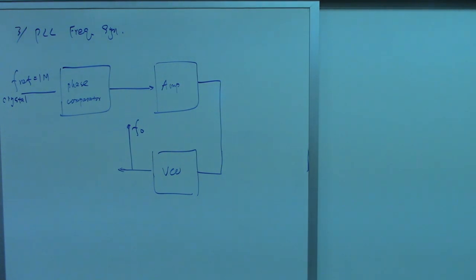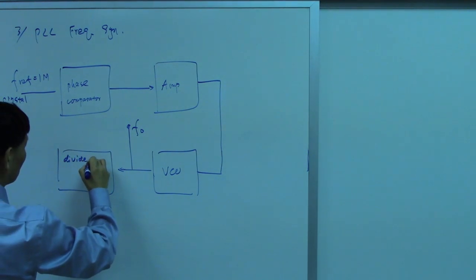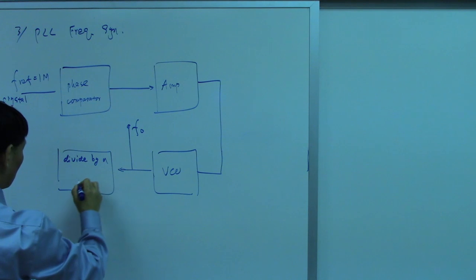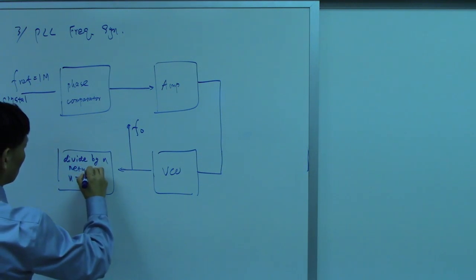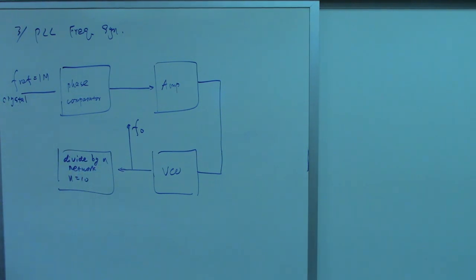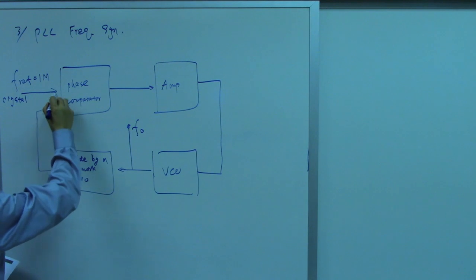Right? So this looks like if we connect this one directly to here, that is a PLL, right? But we add another thing here, and this here is called a divide by n network. For example, n equals 10 here. Divide by n network, and the example here is n equals 10, and then we feed this into here.